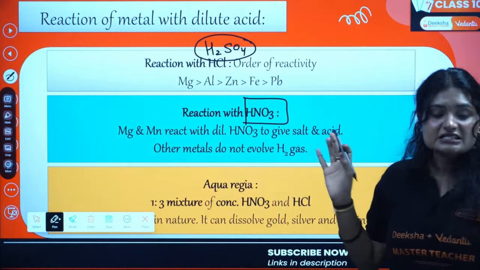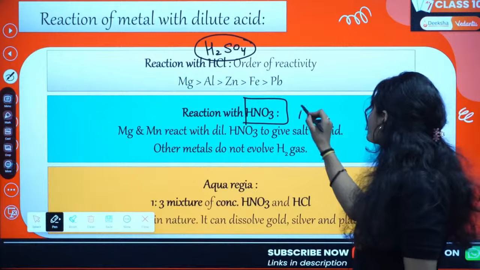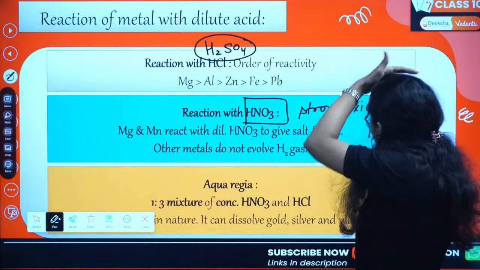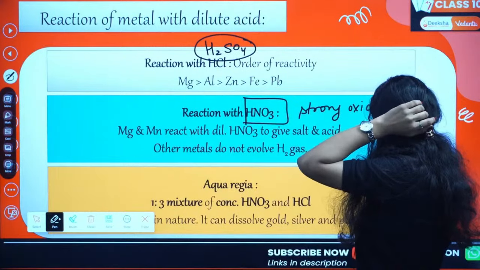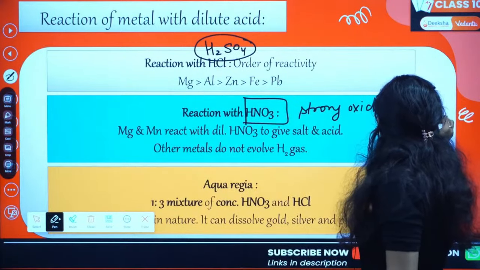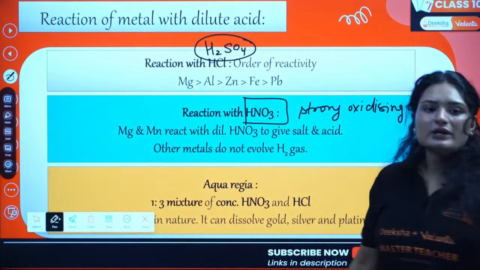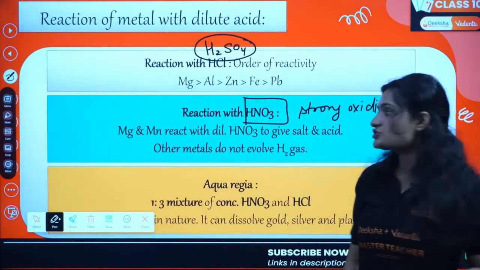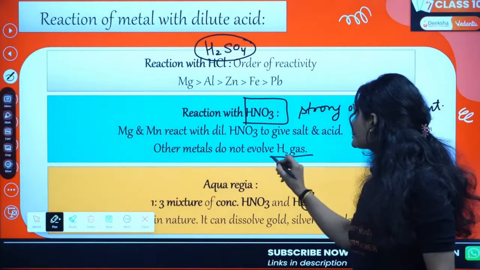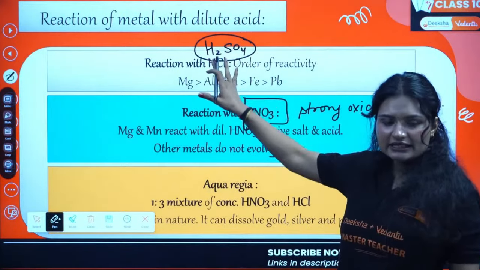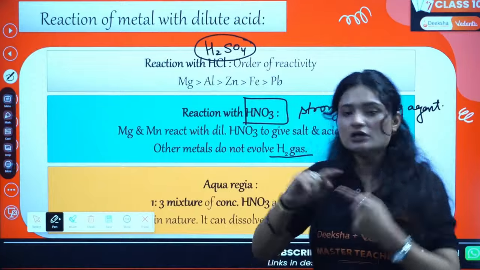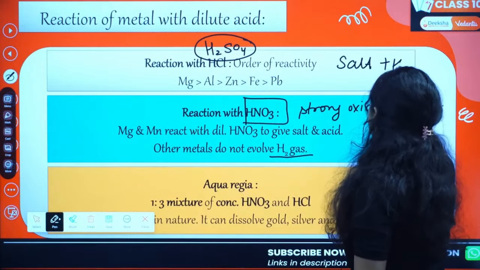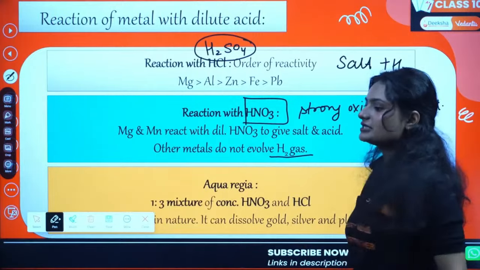Nitric acid is a very strong oxidizing agent. So what is happening here, since nitric acid is a strong oxidizing agent, there is no hydrogen gas evolved. Whenever a metal reacts with an acid, what do you get? Salt plus hydrogen gas. Yes, correct, my dear kids.